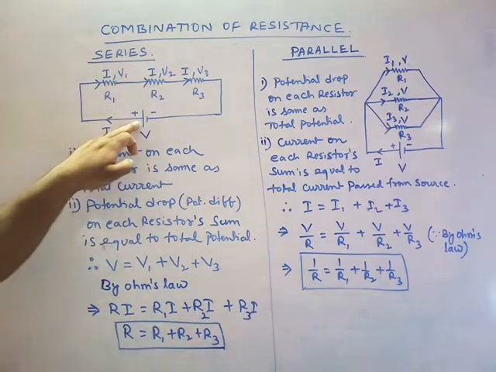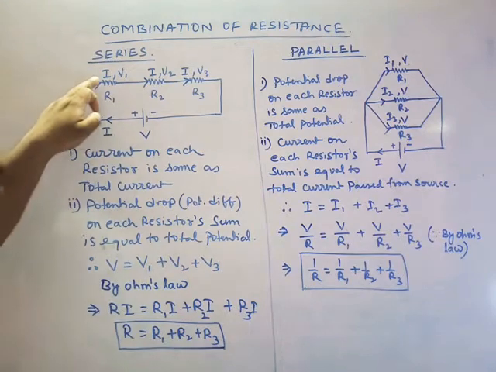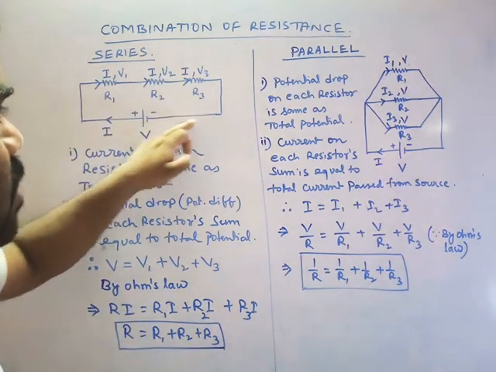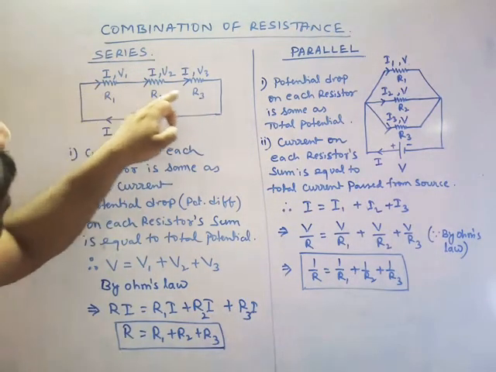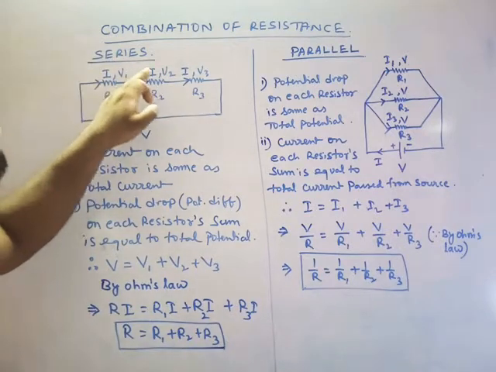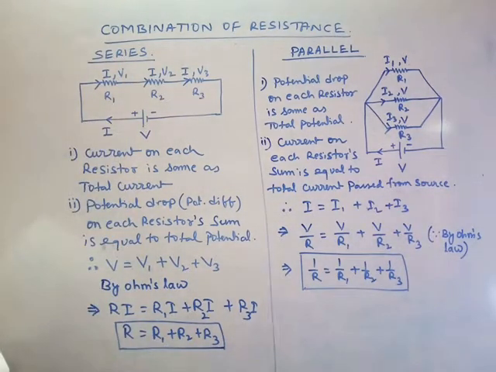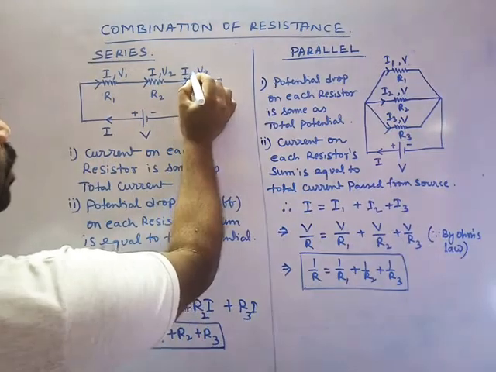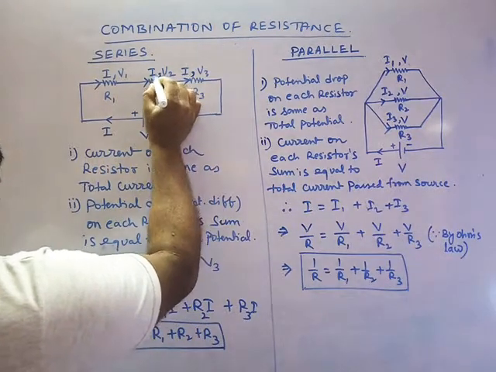In series what happens, the current I is passing from the source and there is no other way for the current to pass. सिर्फ एक ही रास्ता है, तो इसीलिए R1, R2, R3 में एक ही current आएगा, I. Is it clear? These are all commas only, here I have given. Is it clear? Don't get puzzled.